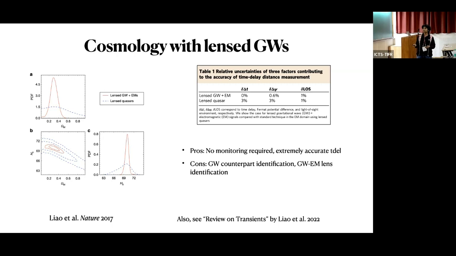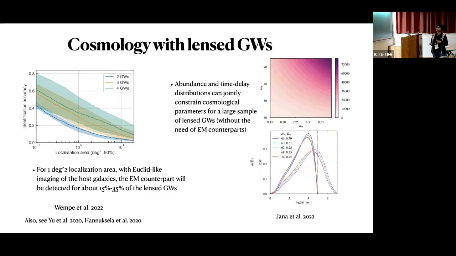The disadvantage is that you need to have not only the EM counterpart correctly identified, you also need to identify the GW counterparts. This may seem like a surprise or non-intuitive, but the correct identification of the subsequent GW counterparts is also an extremely important challenge, which can affect this kind of analysis.